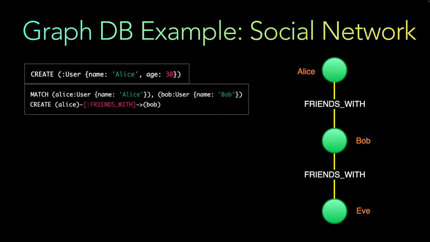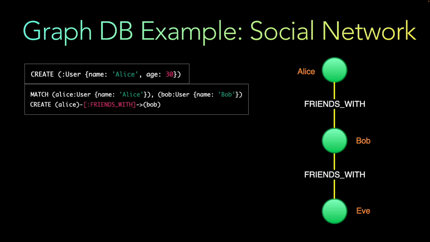We can also create relationships using the match and create keywords. So basically in this query, what we are doing is we are matching Alice and Bob, two users, and we are creating a relationship called friends with between Alice and Bob.